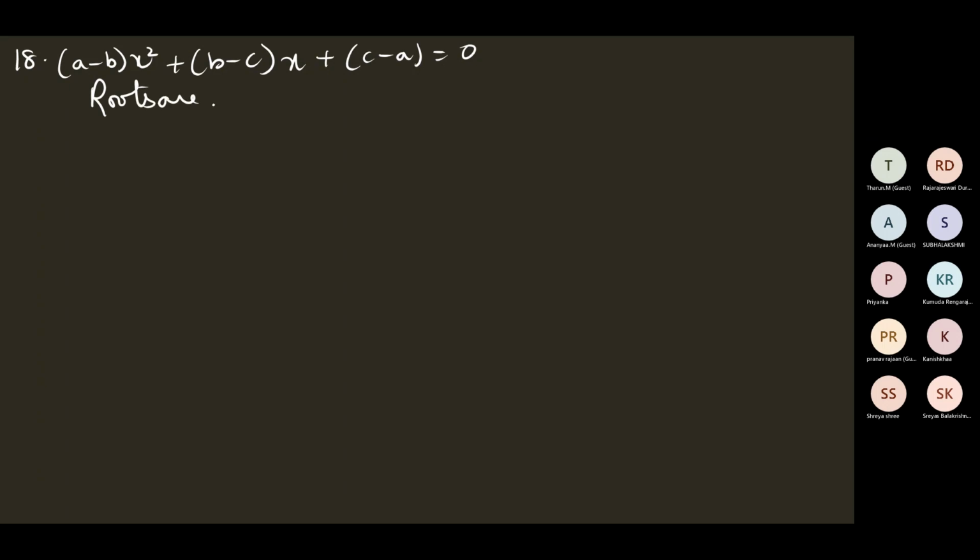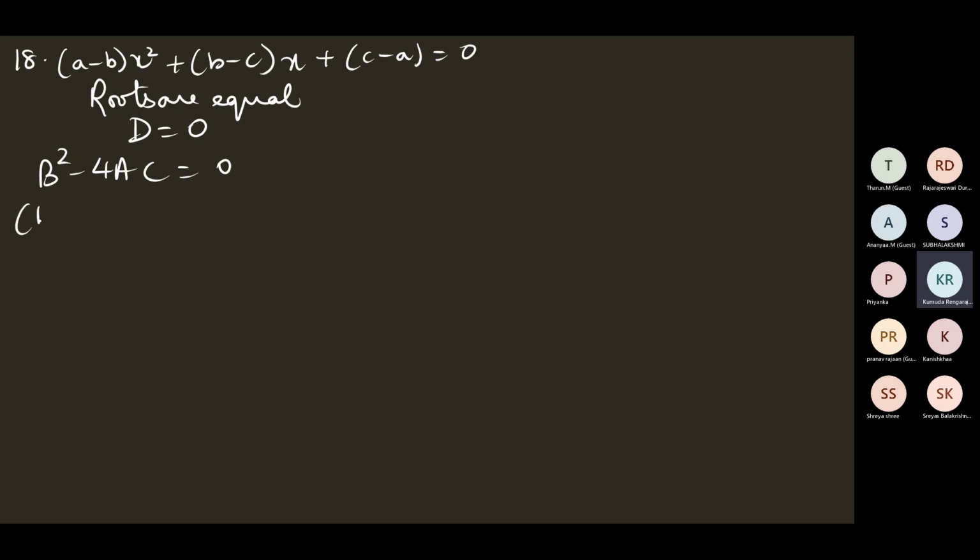All right, children. The next one, that will be 18th. 18 we have done in the class, but I'll do it now. A minus b into x squared plus b minus c into x. The roots are given to be equal. That means the discriminant is equal to 0. So d is equal to 0. That means b square minus 4ac is equal to 0. I'll do it fast because all of you know this.